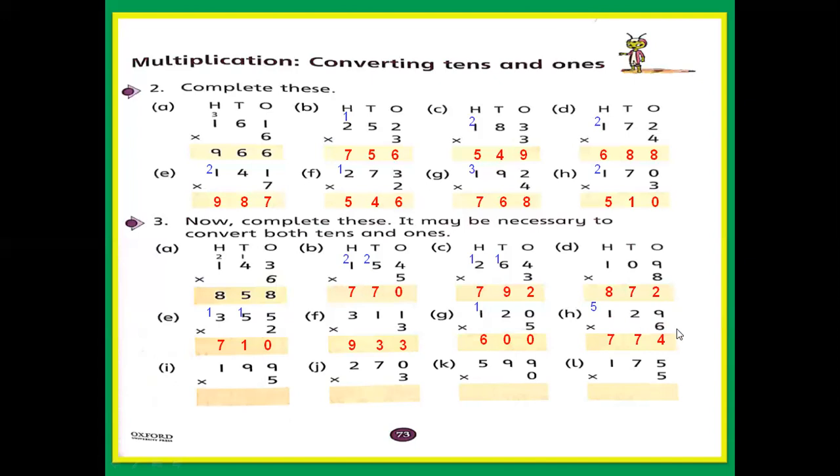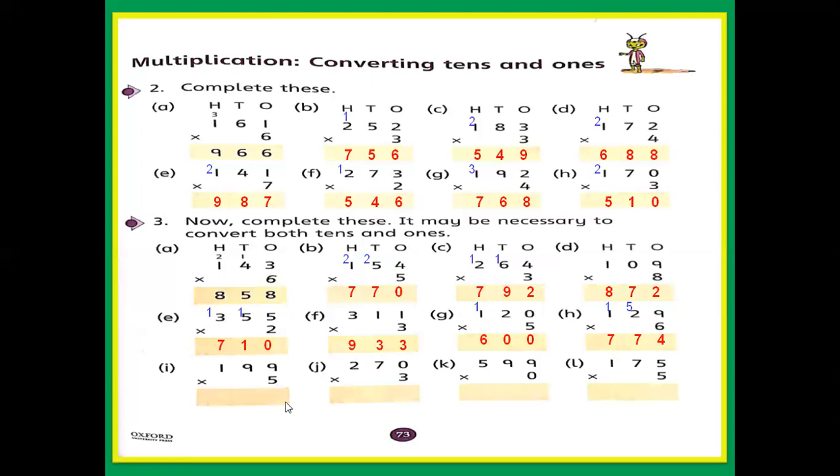Okay, so 6 twos are 12 plus 5, 13, 14, 15, 16, 17. And then again 1 will convert from tens to hundreds, so I write 1 here. So 6 ones are 6 plus 1, 7. Okay, the answer is 774.